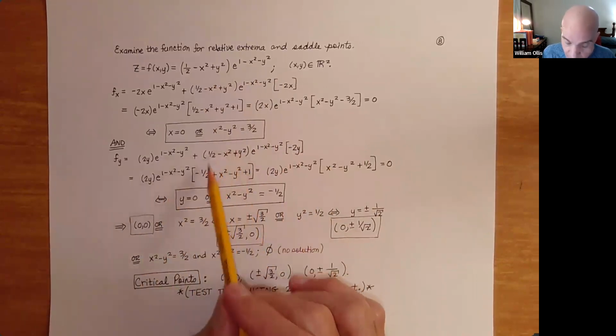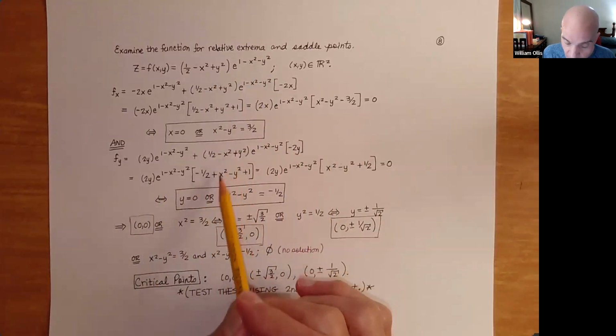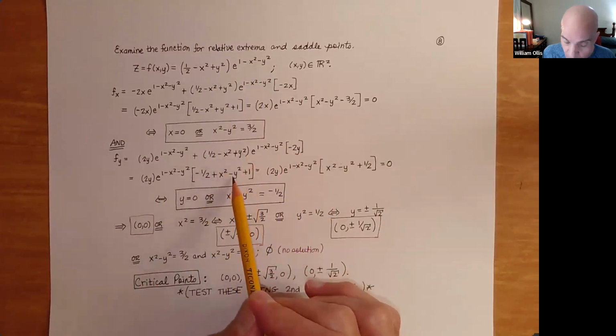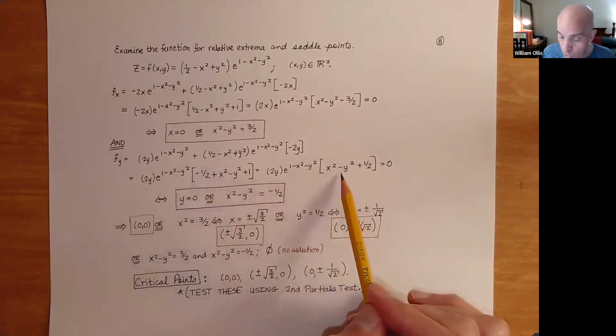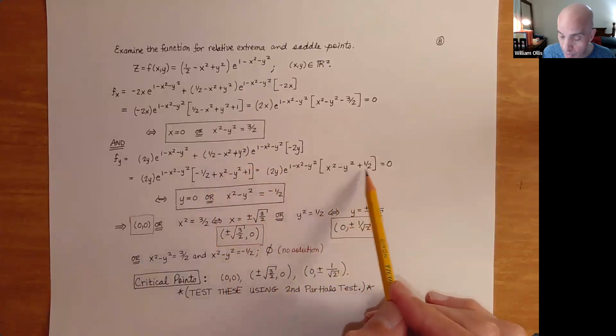So, of course, this gives us a negative 1/2, a positive x squared, and a negative y squared. And then, of course, when you add the terms, you get the following expression, x squared minus y squared plus 1/2.